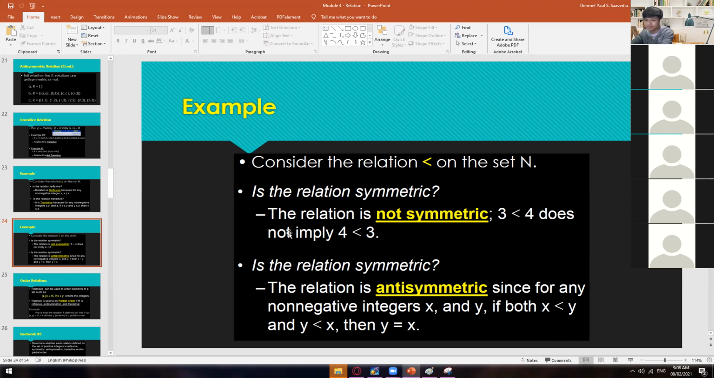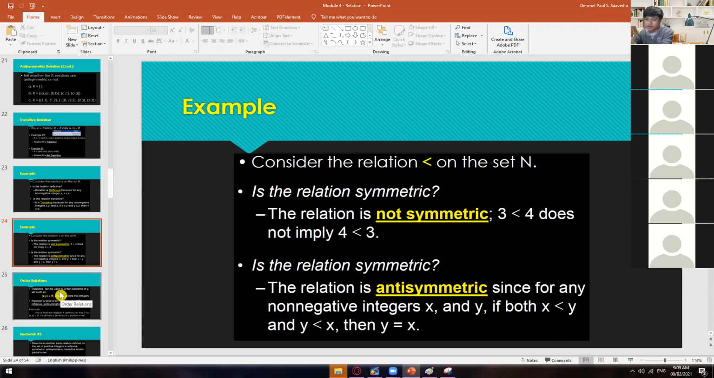All right. How about the last one? Antisymmetric. Okay. So as you can see, same condition, same example, or same elements. Okay. So if it's not symmetric, then as usual, this one is already antisymmetric. Okay, because we will never arrive at (4, 3).